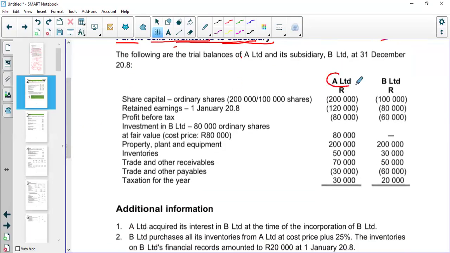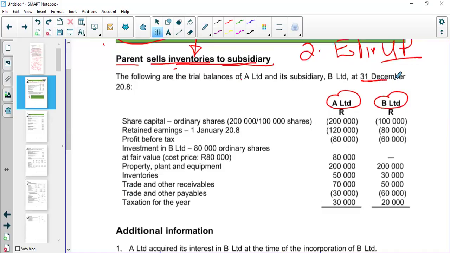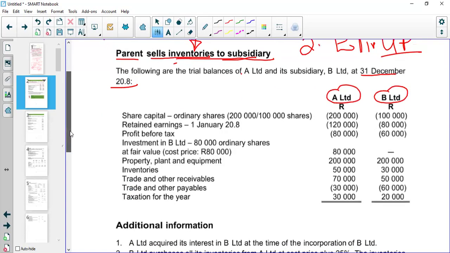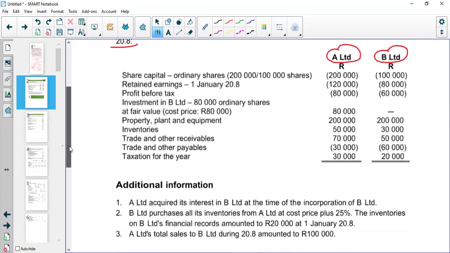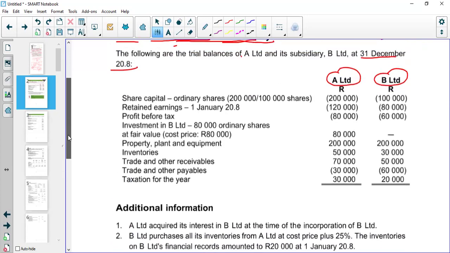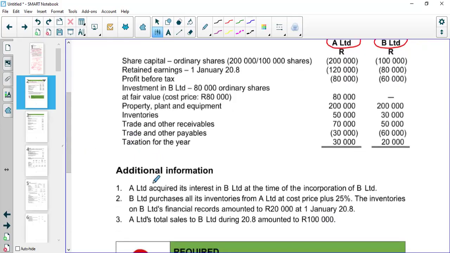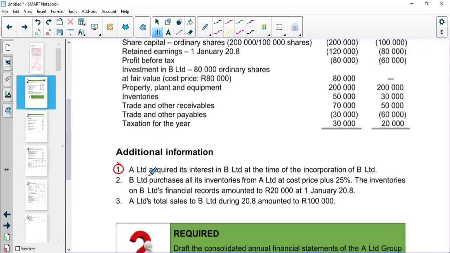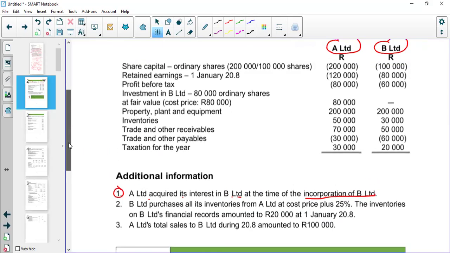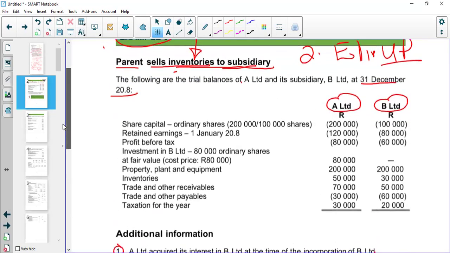So this is the situation that we have. We have A Limited and B Limited, and the year is 31 December 2008. So let's listen to the story. Additional information, point number 1: A Limited acquired its interest in B Limited at the time of incorporation of B Limited. So that is fine.